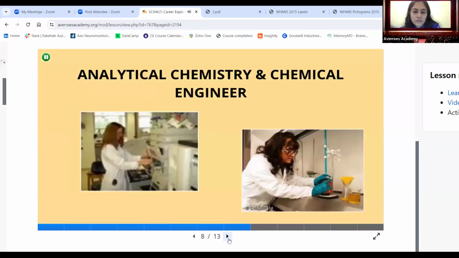And here are some pictures showing an example of an analytical chemist or a chemical engineer. So again, working in a lab, testing or doing research on really hundreds or thousands of different things. Every chemist would have their own research project in their own area that they're working in.